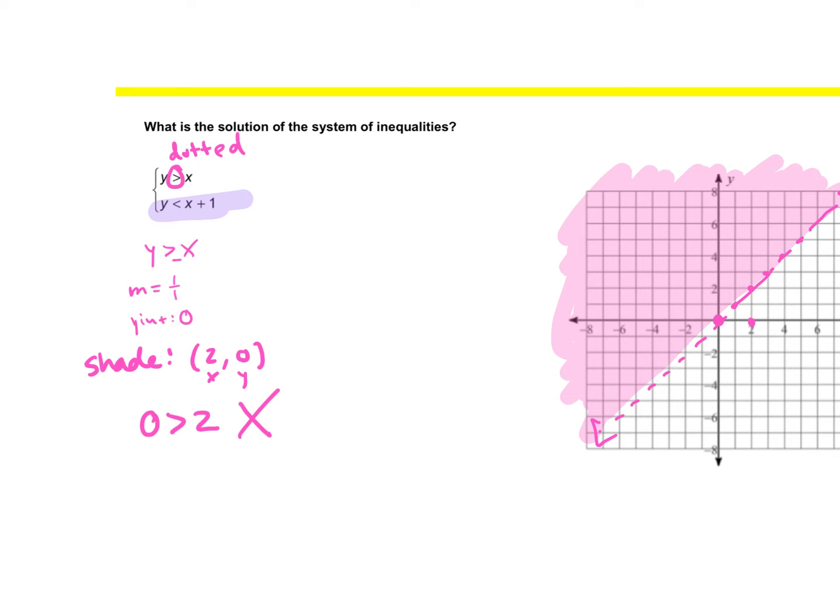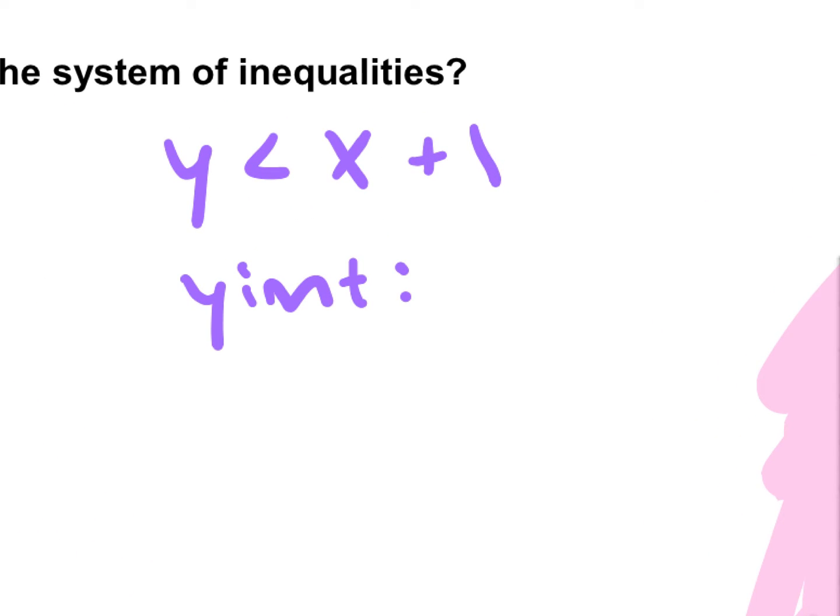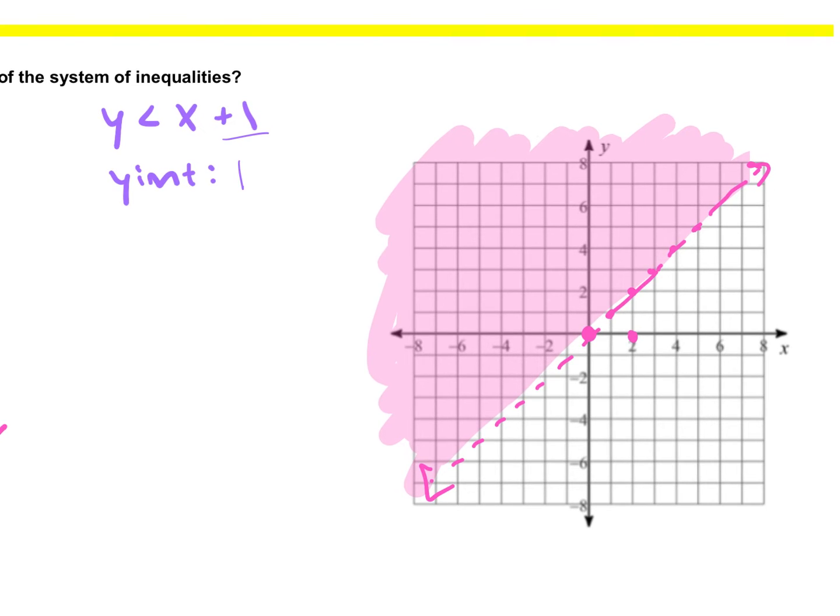All right, next we're going to do the second equation. So I have y is less than x plus 1. Eli, what's my y-intercept? What's the one number that I have here in this equation? 1. So my y-intercept is 1. It's whatever you add after the x. So I'm going to cross the y-axis at 1.